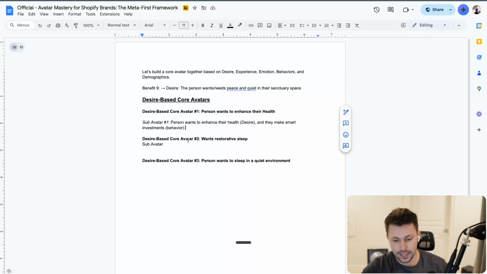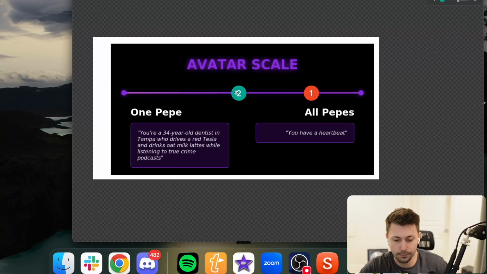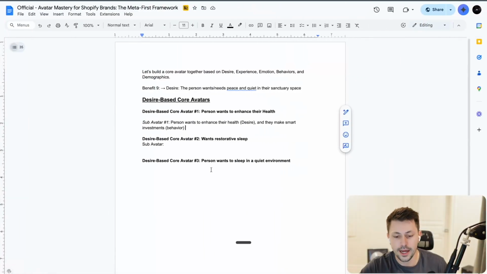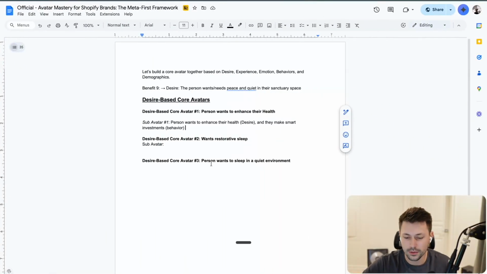And then a layer down from that is someone who wants restorative sleep. Okay, well, now we're getting more specific, right? I changed the color, but I don't think it's needed because we've got numbers on there. And then we get to person wants to sleep in a quiet environment. I think these kind of go together. Someone who wants restorative sleep might essentially be the same as someone who wants to sleep in a quiet environment, but with this specific reason, someone who wants restorative sleep might not have the problem of sleeping in a loud environment, right?